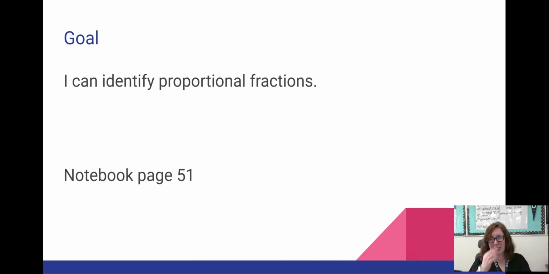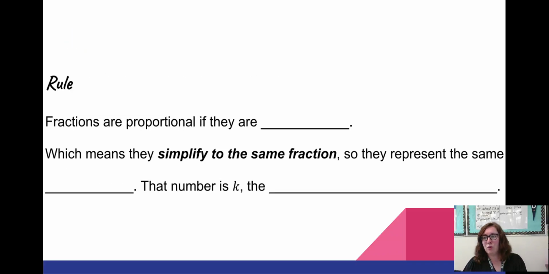Our goal: I can identify proportional fractions. This is the first goal. There's actually 2 goals in this. Rule: fractions are proportional if they are equivalent. That means when you simplify them, which means they simplify to the same fraction. So they represent the same ratio.